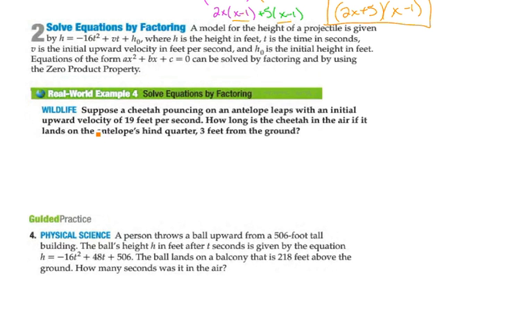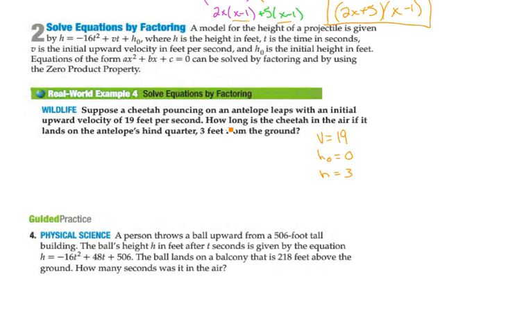Okay, let's see what information they give us. They give us the upward velocity of 19 feet per second. So they give us the v in the formula. He is pouncing on an antelope, and when you're pouncing on something, you are on the ground. So that means that our initial height is 0. He started from the ground. They also say how long is the cheetah in the air if it lands on the antelope's hindquarter 3 feet from the ground. So our ending height is 3. Okay, we know everything now except time, and that's what they're asking for, how long.